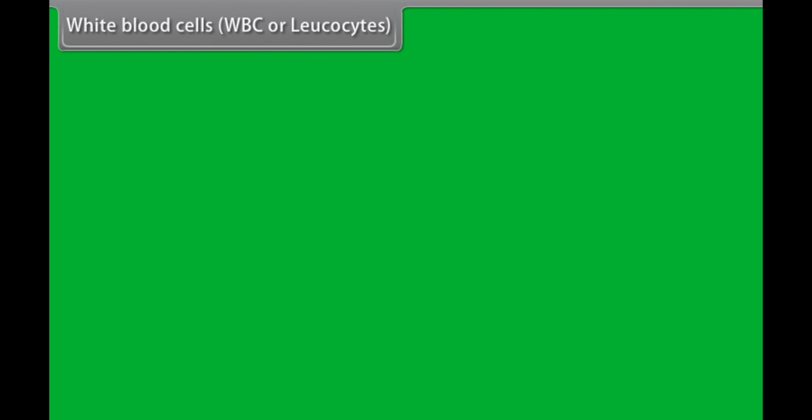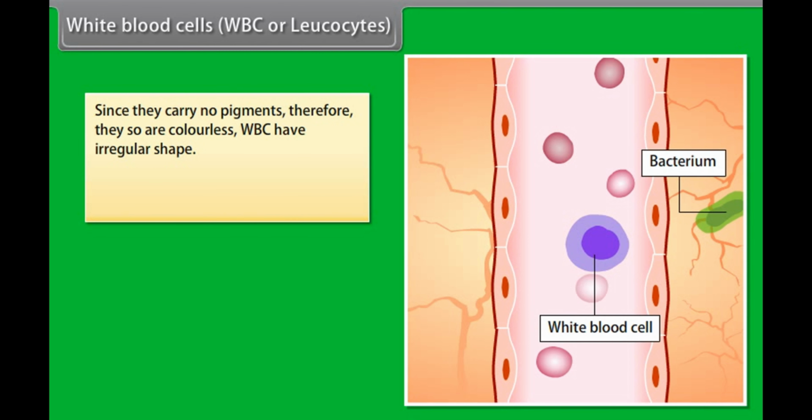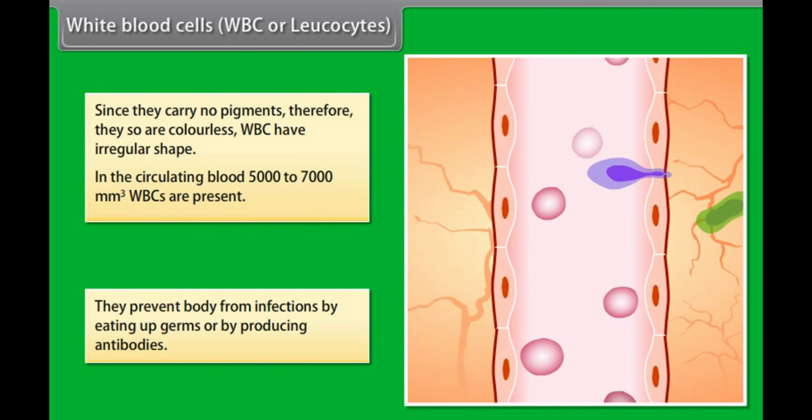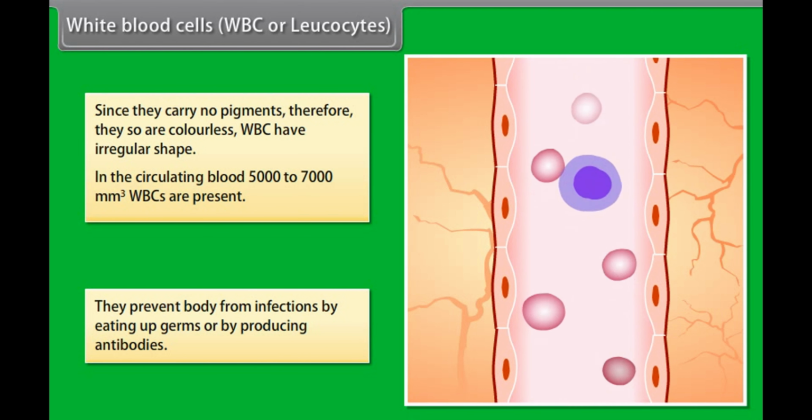White blood cells, WBC, or leukocytes. Since they carry no pigments, they are colorless. WBC have irregular shape. In the circulating blood, 5,000 to 7,000 per mm3 WBCs are present. They prevent the body from infections by eating up germs or by producing antibodies.